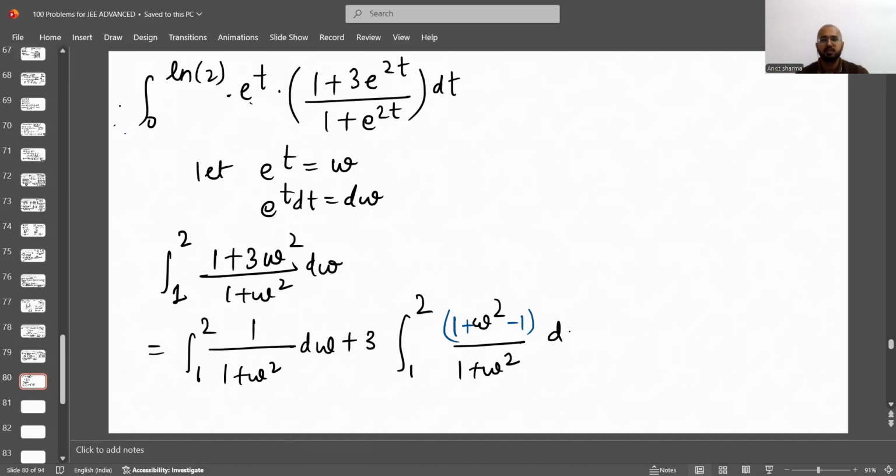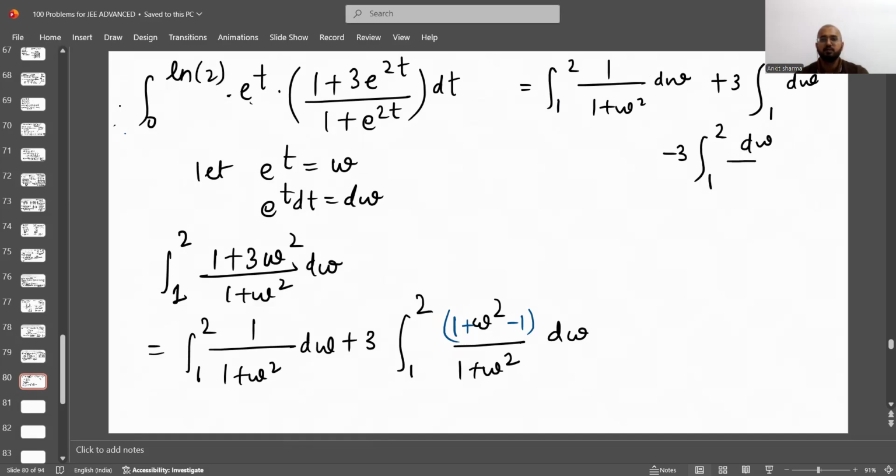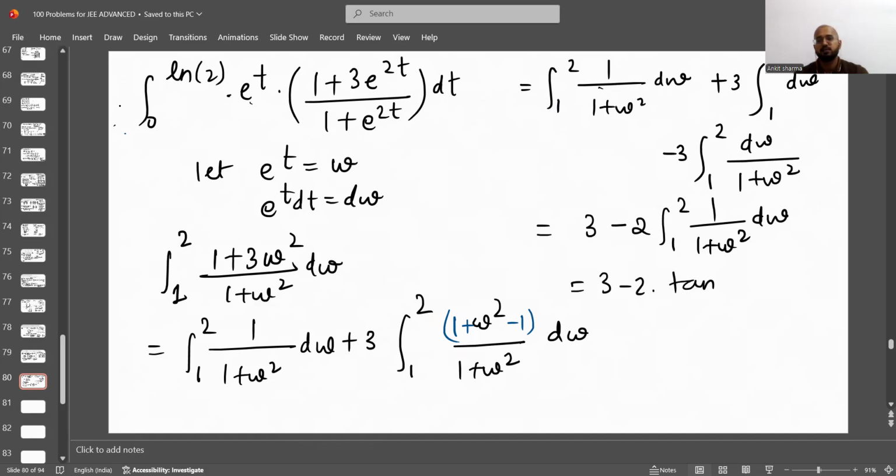So once this task is done, this can be further written as integral 1 to 2, 1 over 1 plus w square dw, and then plus 3 times simply integration of constant dw, and then minus 3 times integral 1 to 2 dw over 1 plus w square. Now these two will collaborate. So I get here 3 into 2 minus 1, which is 3, minus 2 times integral 1 to 2, 1 over 1 plus w square dw. So which is nothing but 3 minus 2 times tan inverse of w, and limit goes from 1 to 2.